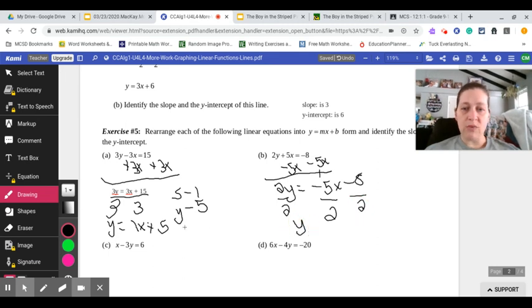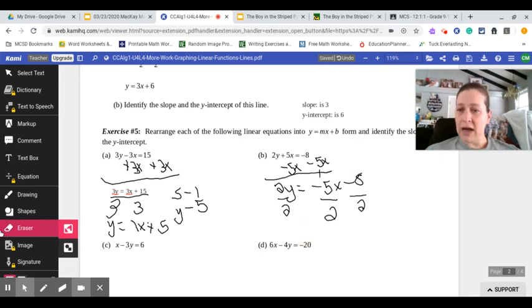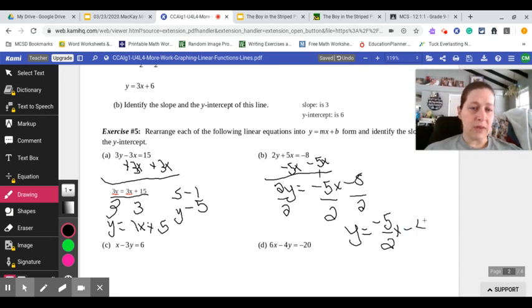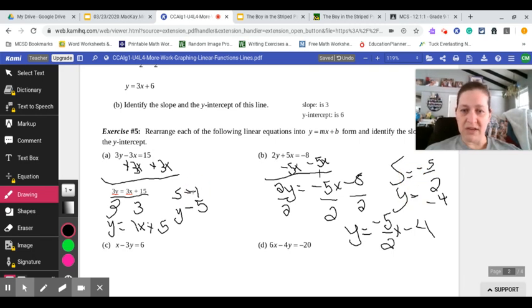You can do it either way. You can do it over here like I did where I put a 3 underneath both of them, or you can put it underneath each individual one. It doesn't change anything. Negative 5 over 2 does not divide into anything equally, so I'm going to leave it as negative 5 over 2. The only time we're going to convert it is when it divides in there equally. Negative 8 divided by 2 is negative 4. So for this one, my slope is negative 5 over 2 and my y-intercept is negative 4. I'm just making them equal signs so they don't look like negative signs.